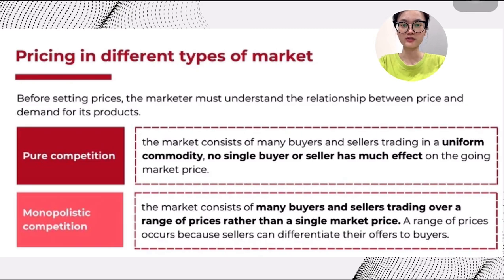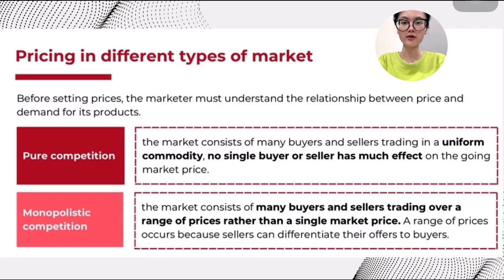Pricing in different types of markets. Before setting price, the marketer must understand the relationship between price and demand for its products. Pure competition: the market consists of many buyers and sellers trading in a uniform commodity. No single buyer or seller has much effect on the going market price.